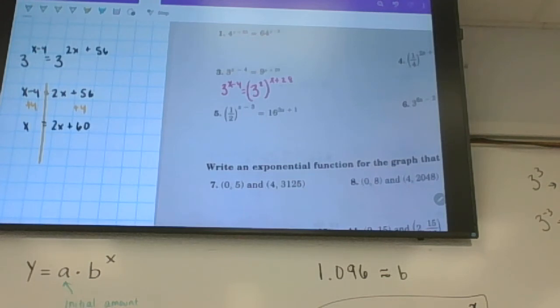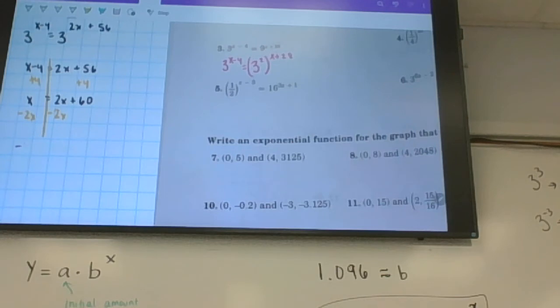Exactly. Did you have to subtract the 2 then? Oh, yeah, it's x equals negative 60. Easy. You got it wrong. Yeah, I thought it was. At least it was easy.